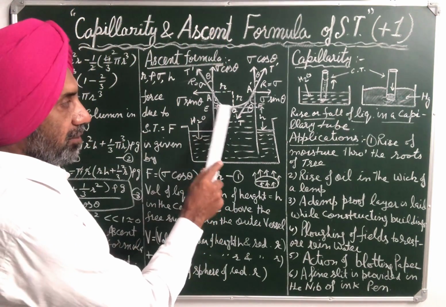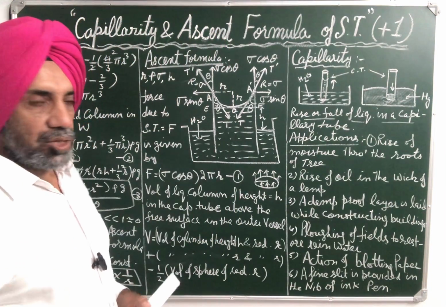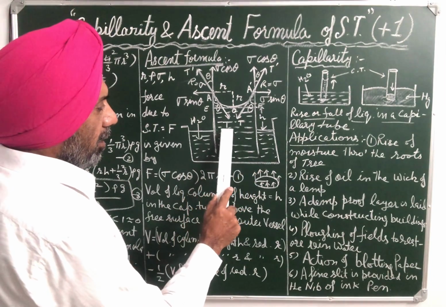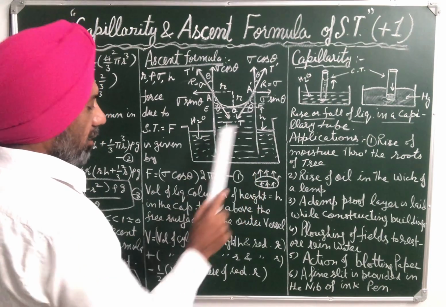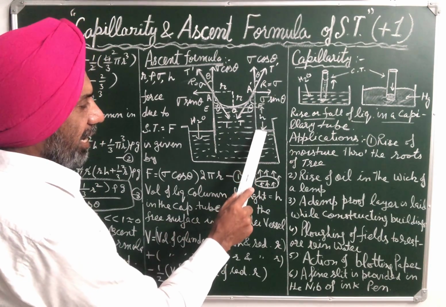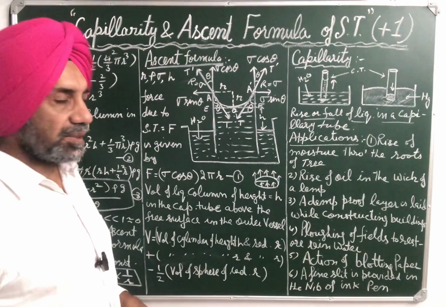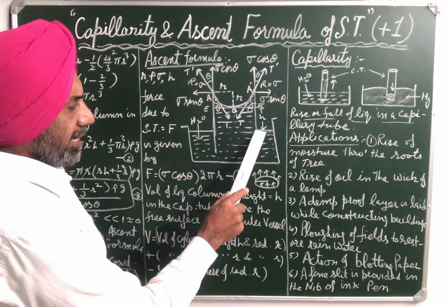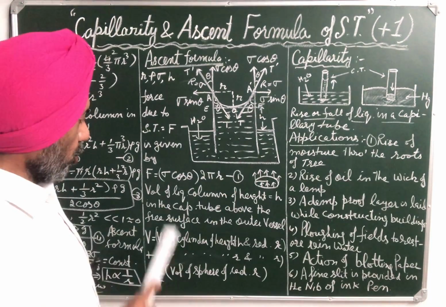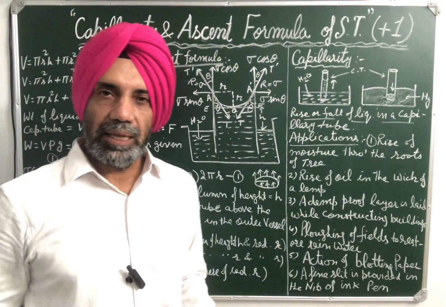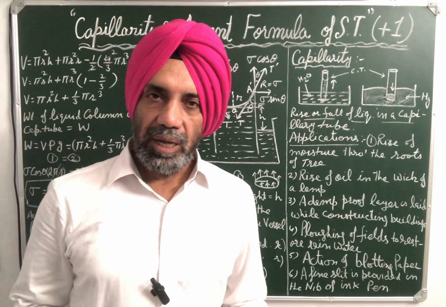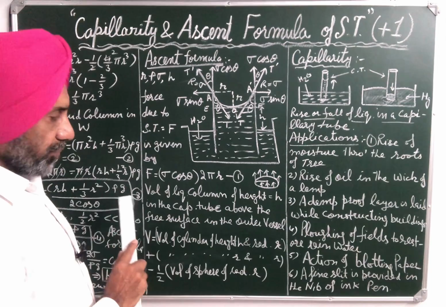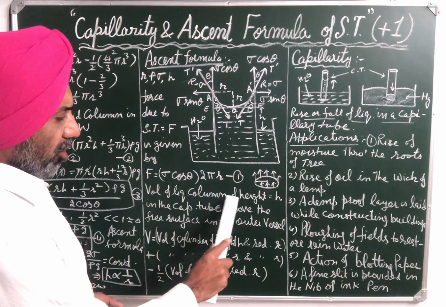Now to find the weight of the liquid column, we'll divide this portion into 3 parts. First of all, we find the volume of the liquid column of height h and radius r. So there is cylindrical volume because it is a cylinder of height h and radius r. So total volume of the liquid column in the capillary tube above the free surface in the outer vessel is given by V is equal to the volume of the liquid column of height h.